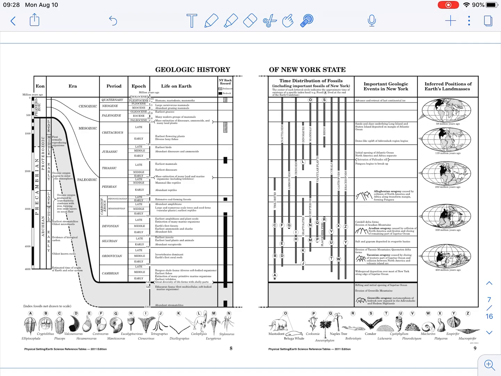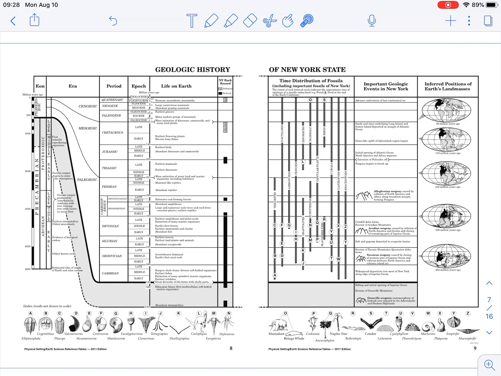But when you start doing the questions, which I'm going to ask you on the Nearpod after, based on this video, I want you to be able to understand it. So have that diagram ready. Okay, so the first thing is this is the geologic history of New York State. It's not of the world, but it's just of New York State. It focuses on that.